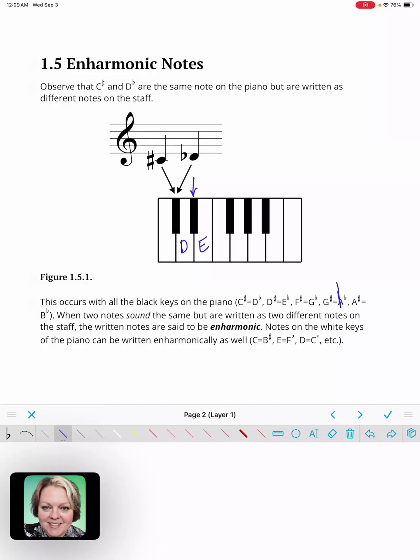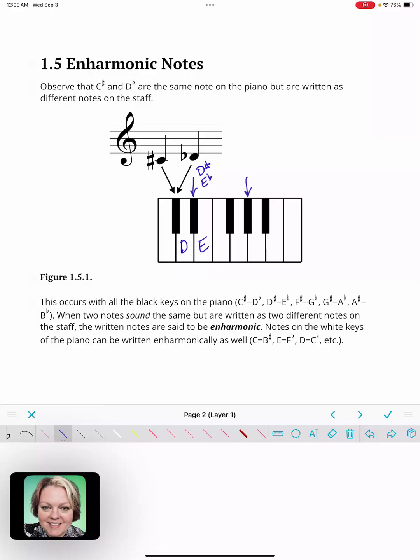Since this black key is to the right of D, it could be called D sharp, or it could be called E flat because it's to the left of the E. All right, this one, I've got some extra markings on here accidentally, sorry. This one we already did.